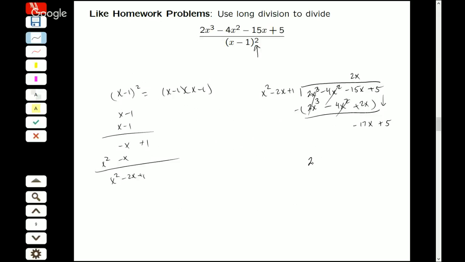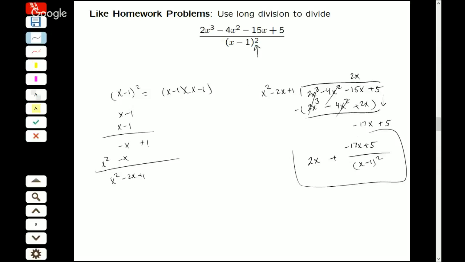Can you multiply x squared by something to get an x? No. So our answer is 2x plus a negative 17x plus 5 over, I'm lazy, so I'm going to write it as x minus 1 squared instead of the x squared minus 2x plus 1. You could write it either way and it's fine. That's how you have to do that one.